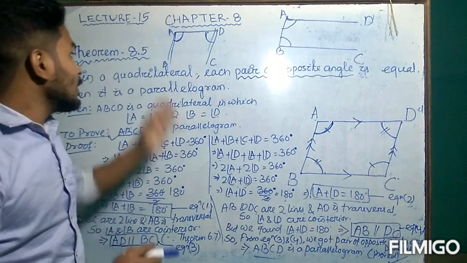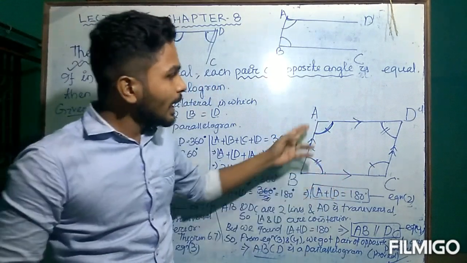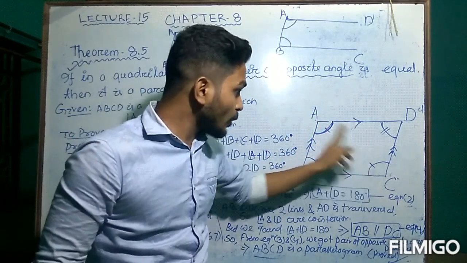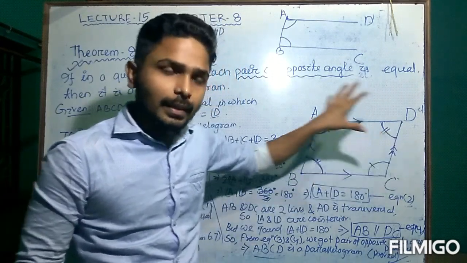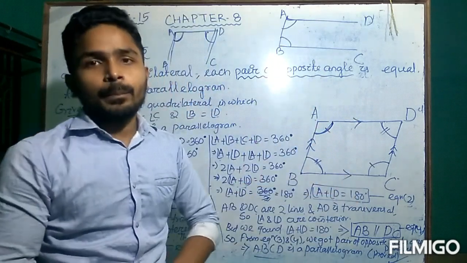So what do we learn from this theorem? We learn that if in a quadrilateral any pair of opposite angles are equal, then definitely this quadrilateral is nothing but a parallelogram.